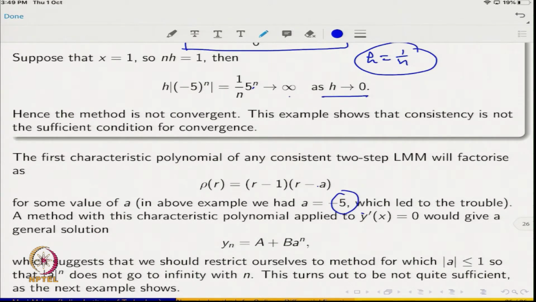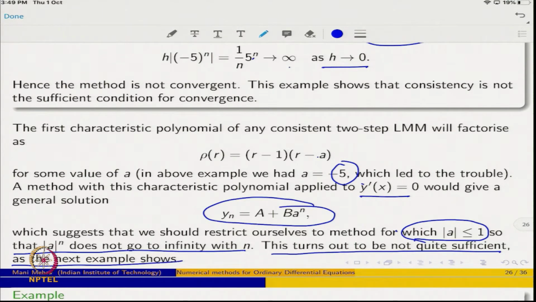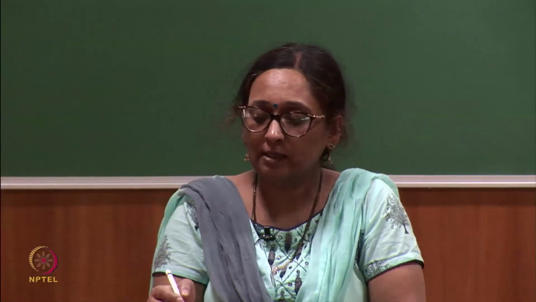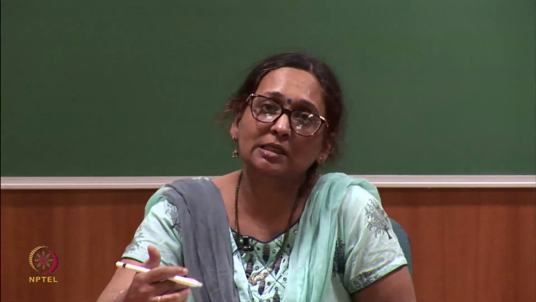So a method with this characteristic polynomial applied to the following initial value problem would give a general solution, that is what we have seen, which suggests that we should restrict ourselves to methods for which mod a is less than or equal to 1, so that mod a does not tend to infinity with n. This turns out to be not quite sufficient, as the next example shows, but right now our suggestion is that mod a should be less than or equal to 1. In that case we may get convergence, but we will see in the next example there is something more.